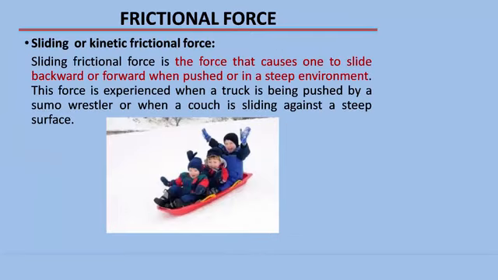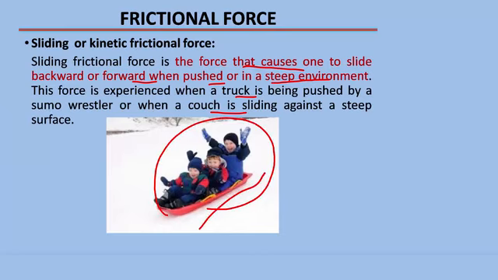The second type of frictional force is the sliding or kinetic frictional force. The sliding frictional force is the force that causes one to slide backward or forward when pushed or in a steep environment. This force is experienced when a truck is being pushed by a sumo wrestler or when a couch is sliding against a steep surface. As you can see in this diagram, the ground is steep, which causes the board to slide downwards. The force responsible for this sliding action is the sliding or kinetic frictional force.